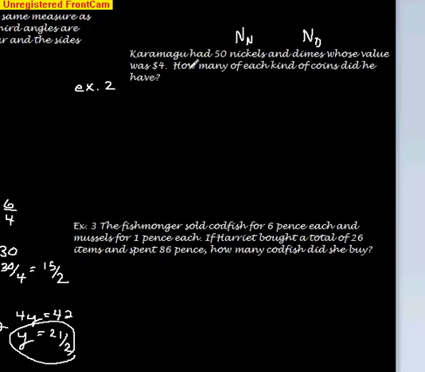When you do coin problems, you're always going to have 2 equations. One's going to be the value of the coins, and the other equation is going to be the number of coins. So this one, let's set up our value equation. So we're going to have our value equation and our number of coins equation.